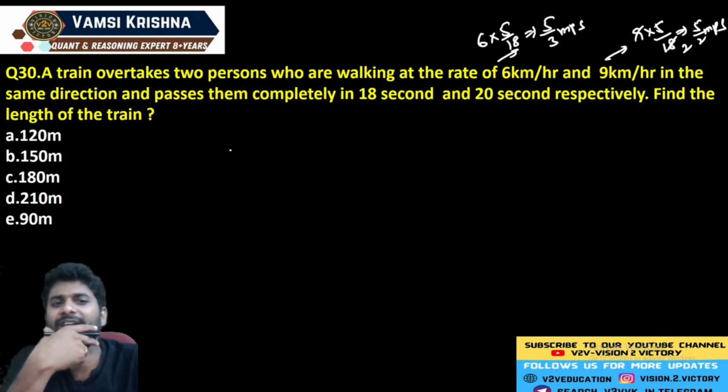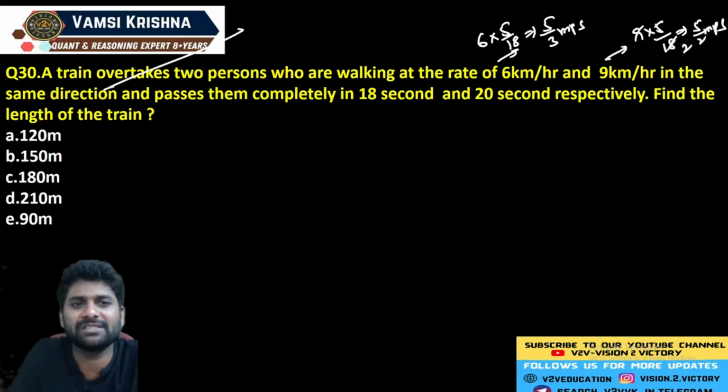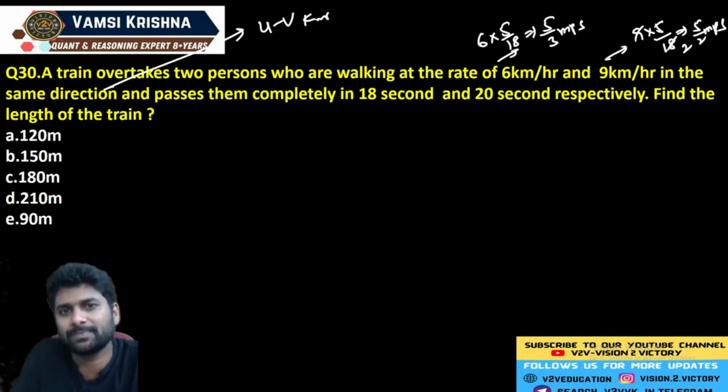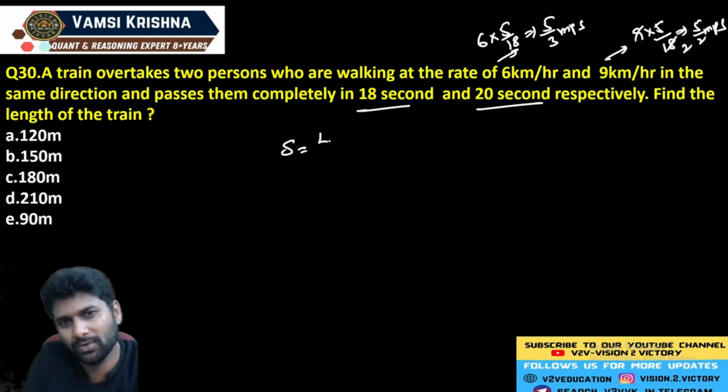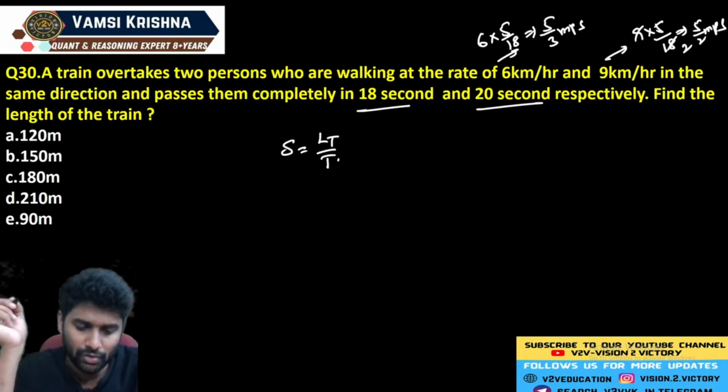So just converted it. If a train overtakes two persons who are walking at the rate of 6 km per hour and 9 km per hour in the same direction. Same direction means relative speed is u minus v km per hour, and passes them completely. It takes 18 seconds and 20 seconds respectively. Find the length of the train. Now guys, speed is equal to length of the train divided by time. Now go through the question here.